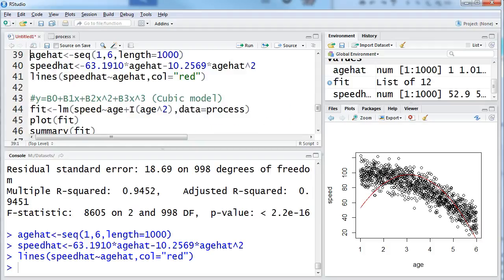So if we've played with a quadratic, what happens if we add a cubic? Well, that's easy to do.